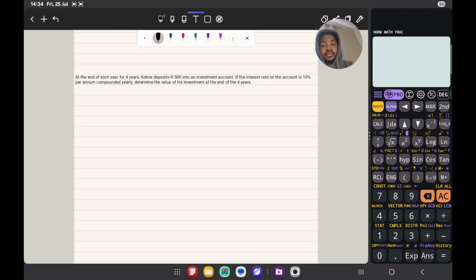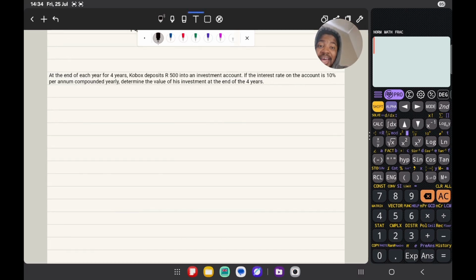Cool. So from grade 11, you learned about timelines, so this is going to be a refresher for the timeline. At the end of each year, for 4 years, Gobox deposits 500 rand into an investment account. If the interest rate on the account is 10% per annum compounded yearly, determine the value of the investment at the end of 4 years.